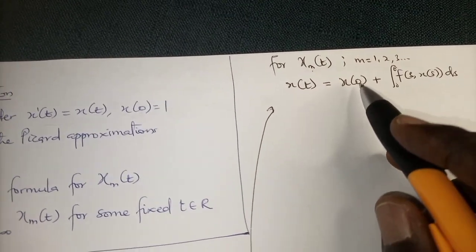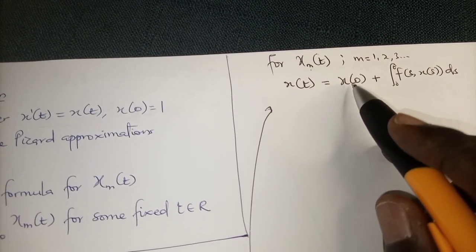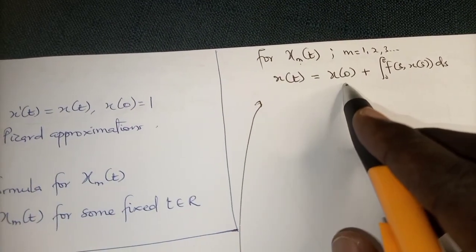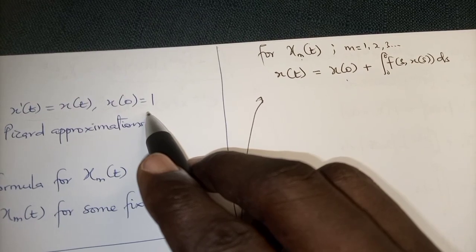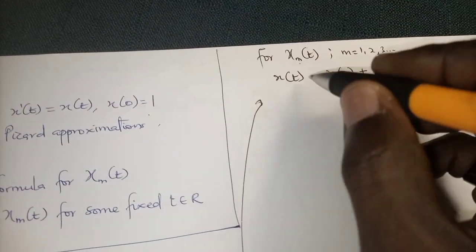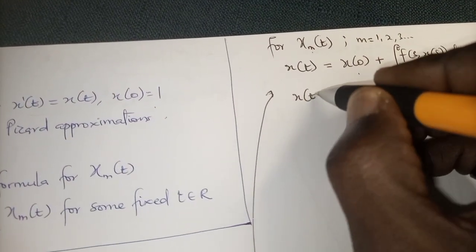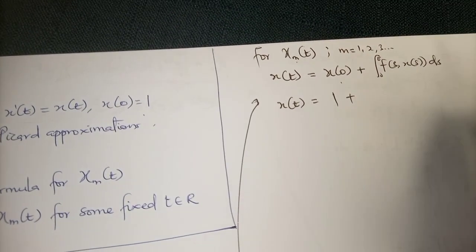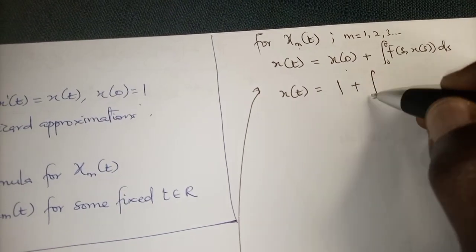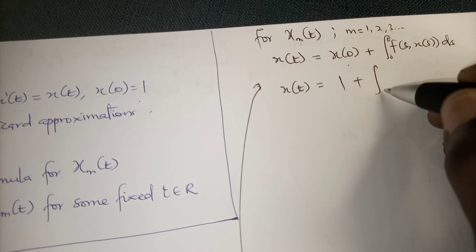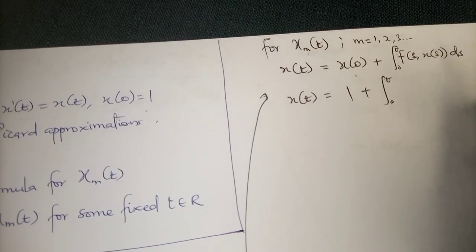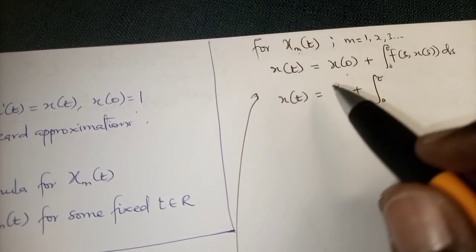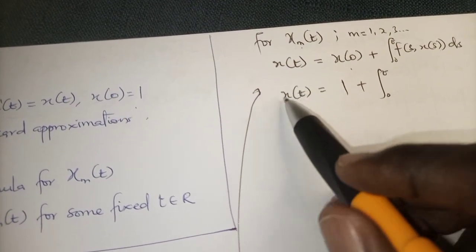Now from the condition already, x of 0 should be 1. There's a condition given, so it should be 1. So we have x of t equals 1 plus the integral from 0 to t. Now this will stand for a particular function with respect to the x of t here.